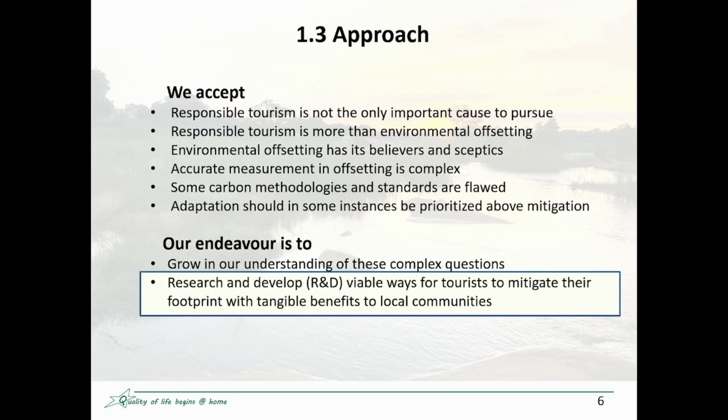When we started the program, from the start, we accept that responsible tourism is not the only important cause to pursue. We also say that responsible tourism is more than environmental offsetting. We acknowledge that, and we also are aware that environmental offsetting has its believers and its skeptics. Accurate measurement is complex, but unfortunately, some programs use methodologies and standards that are flawed. I'll say something about that in the presentation. We also are aware that adaptation should in some instances be preferred above mitigation, specifically in these contexts. But our endeavor is to grow in our understanding of these complex questions and to research and develop viable ways for tourists to mitigate their footprint with tangible benefits to local communities.